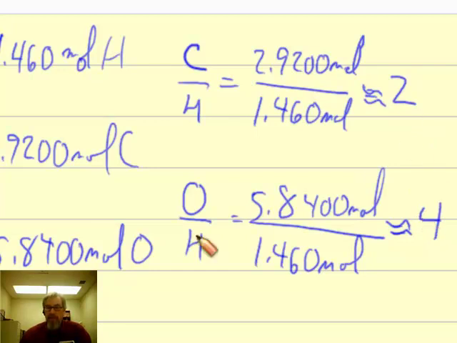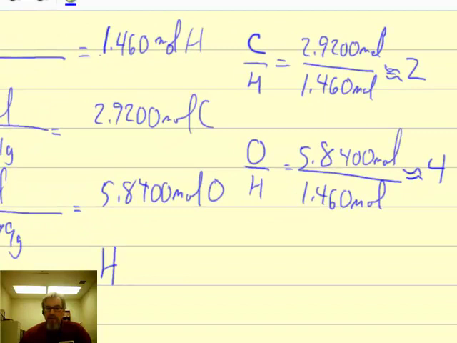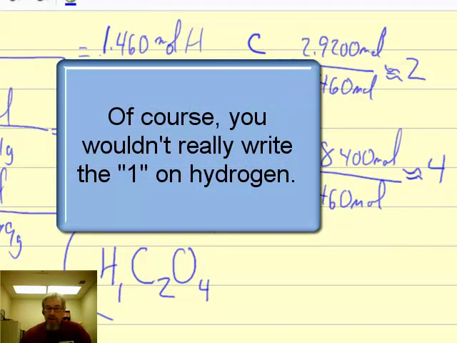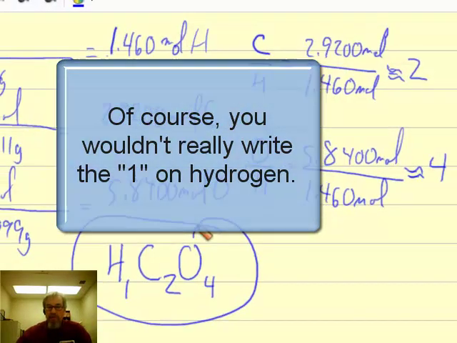All right, so what do I do with that? Well, I have a formula that's going to have a subscript for hydrogen, a subscript for carbon, and a subscript for oxygen. I've established that the subscript for hydrogen is going to be 1. When I found the ratio of carbon to hydrogen, I found that that was 2. When I found the ratio of oxygen to hydrogen, I found that that was 4. And so there's my empirical formula.